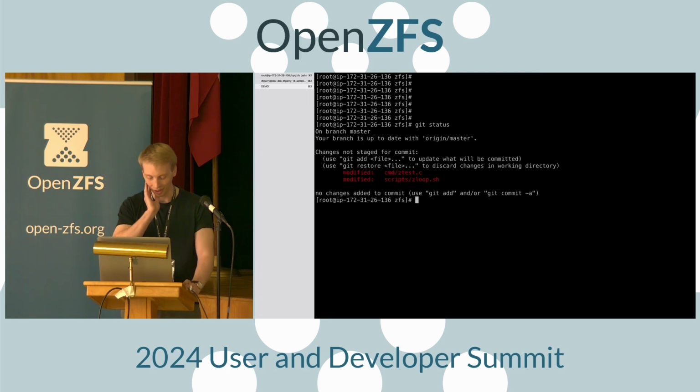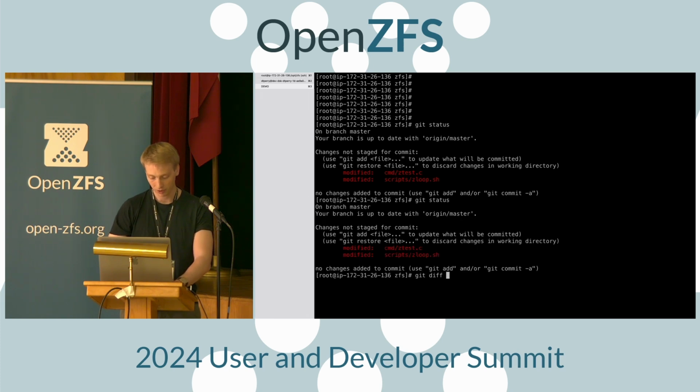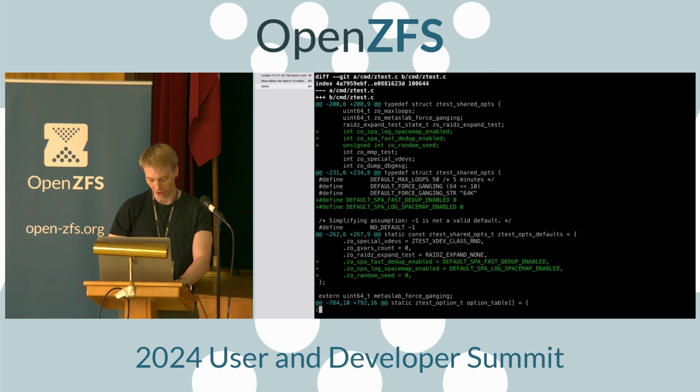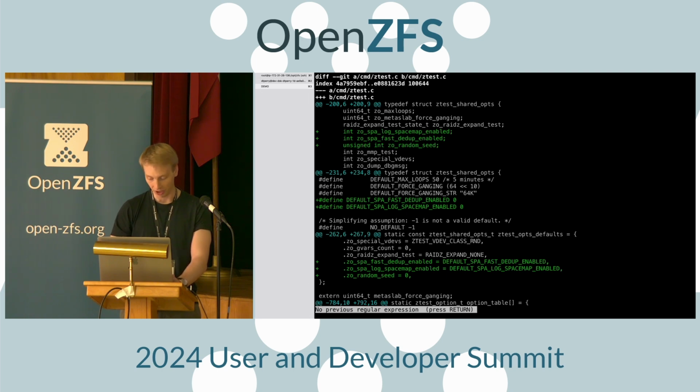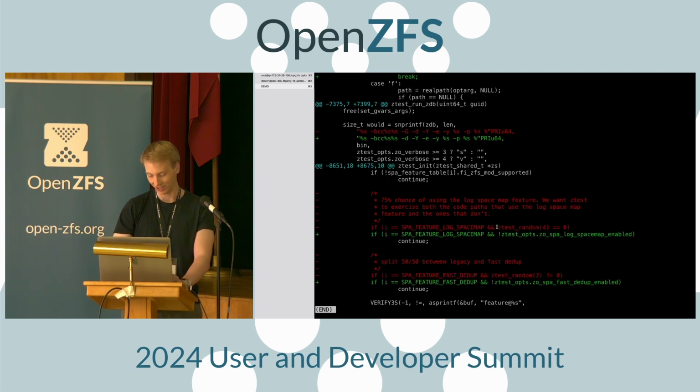So there were a few things that I made in here. The first change I made was inside z-test, there are some parameters that you don't have any control over when you want to run it again, and those were some of the SPA features such as fast dedupe and the space log map. So what I did was I moved those out to arguments that you can pass in to the z-test command, and now they're not being randomly chosen every single time out of your control.